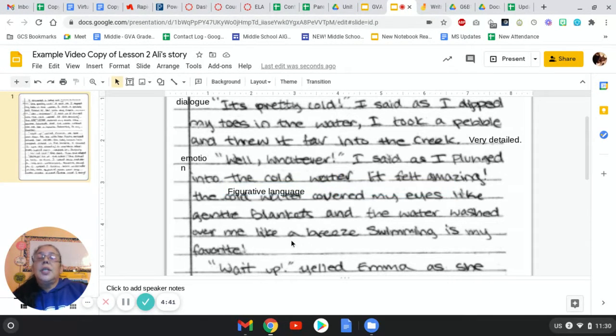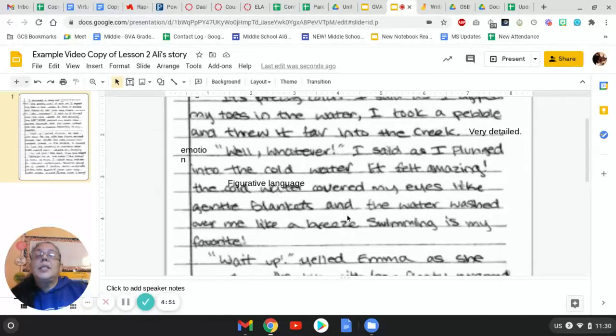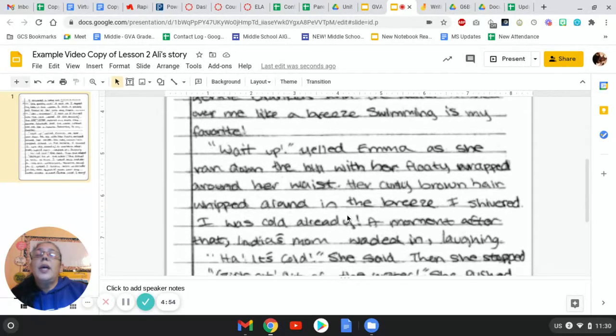And once again, she used another simile right over here. The water washed over me like a breeze. So it's another piece of figurative language. Swimming is my favorite. Okay. Now, as we go on, we're going to read the rest of this now.